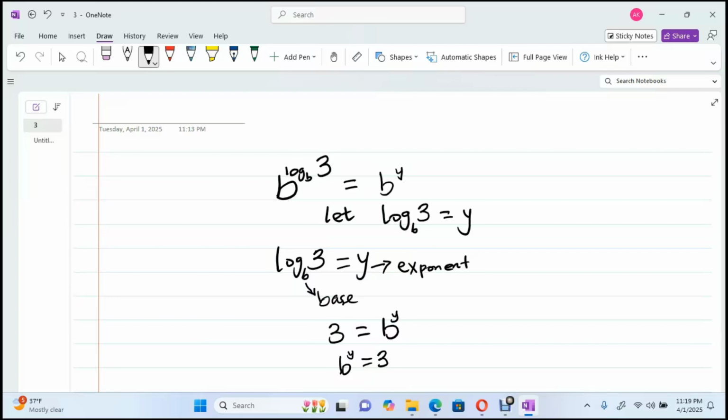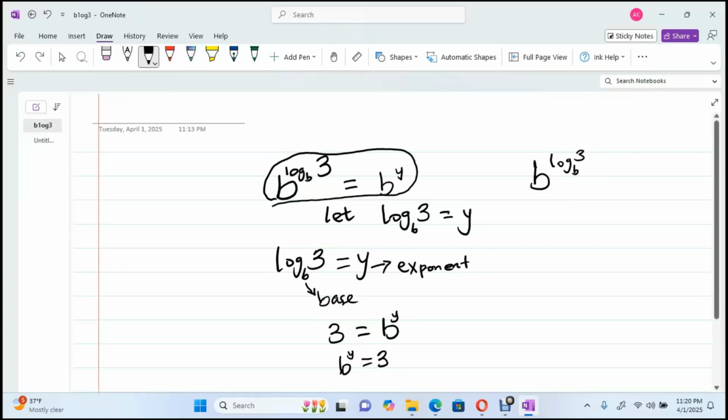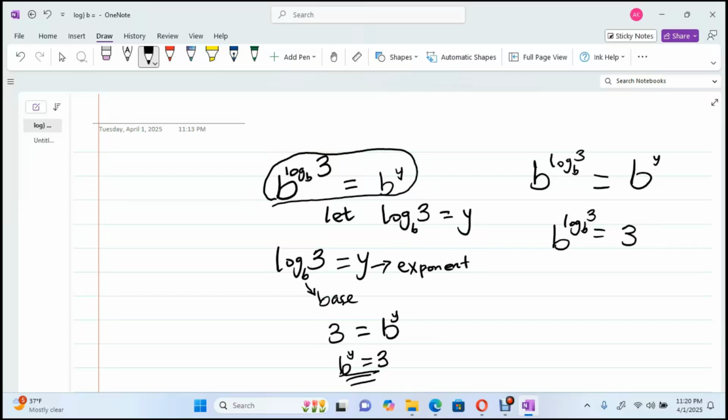Now let's come back to here. What do we see? We see that b raised to the power of log 3 to the base of b, we said this whole expression was equal to b raised to the power of y, and we just found b raised to the power of y down here to be equal to 3. So we can say that b raised to the power of log 3 to the base of b is equal to 3. As simple as that, right?